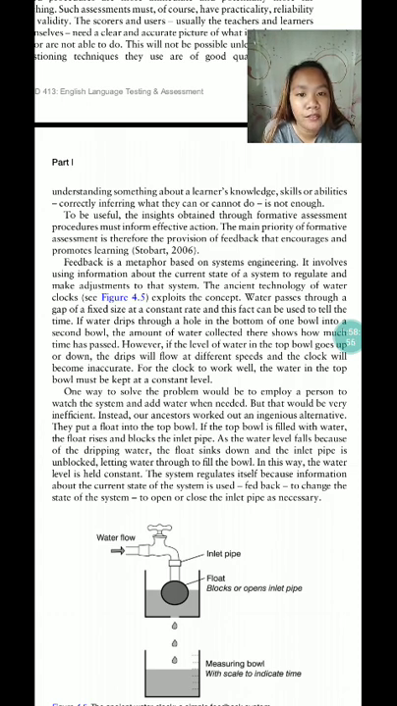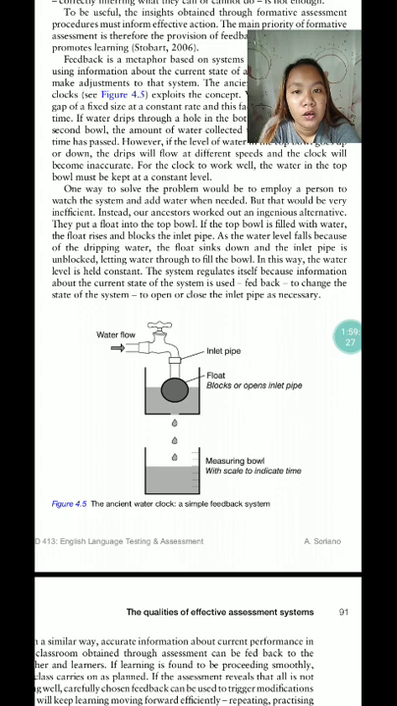However, if the level of water in the top bowl goes up or down, the drips will flow at different speeds and the clock will become inaccurate. For the clock to work well, the water in the top bowl must be kept at a constant level. One way to solve the problem would be to employ a person to watch the system and add water when needed. But that would be very inefficient.